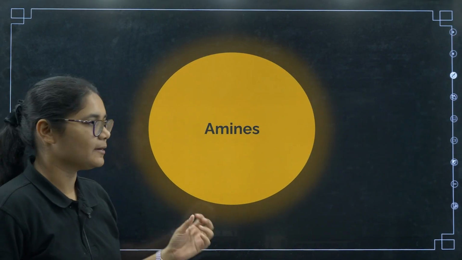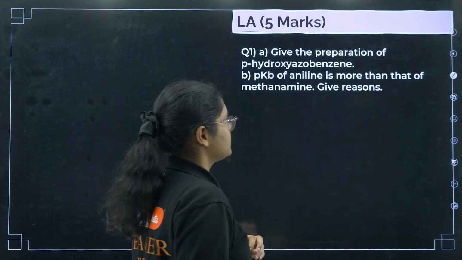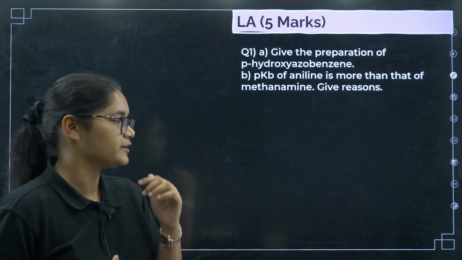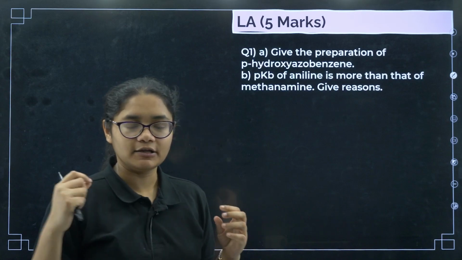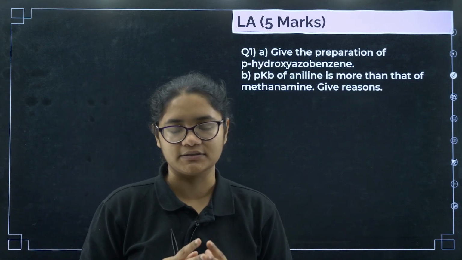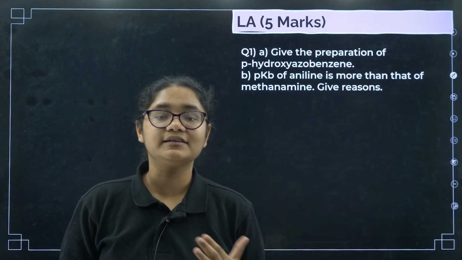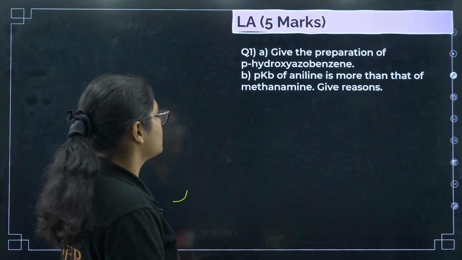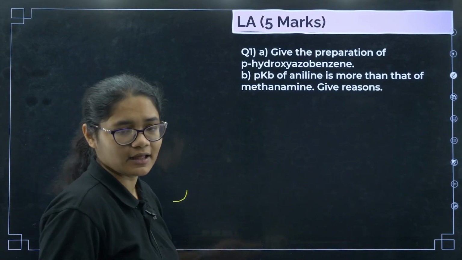Now coming to the next chapter, that is amines, okay. This is a very small chapter, but yes, questions from here can be asked. Give the preparation of para-hydroxyazobenzene, so the coupling reaction, any of them can be asked. pKb of aniline, so here mainly you have to think about the basicity questions, okay. This is not basic, that is more basic, less basic, so reasoning questions based on the basicity can be asked definitely, okay. So first of all, pKb of aniline is more than methanamine.